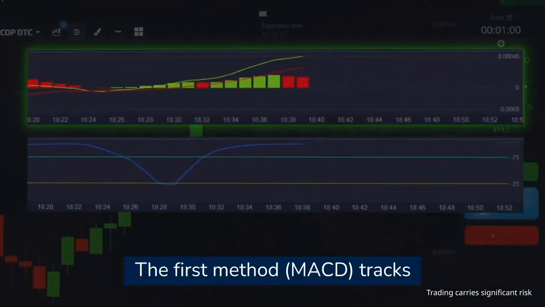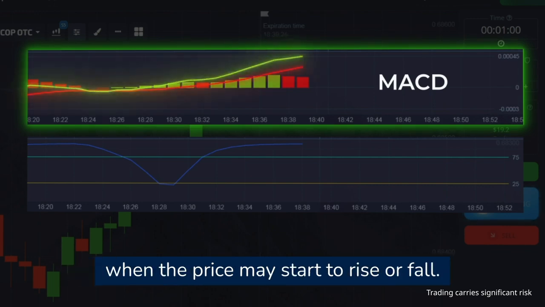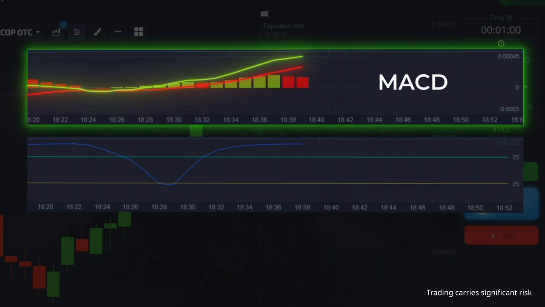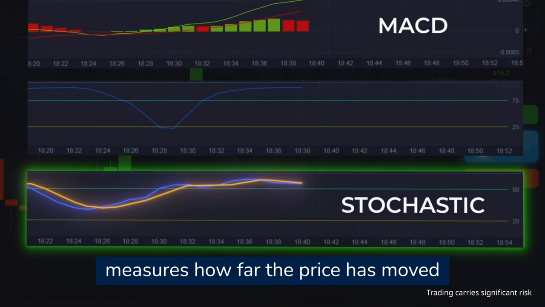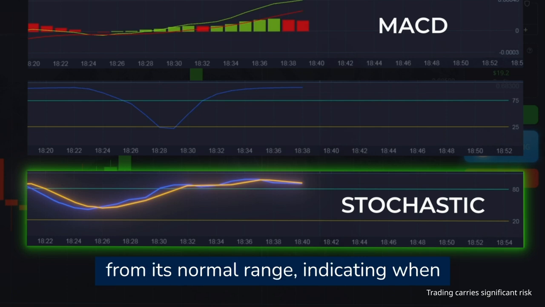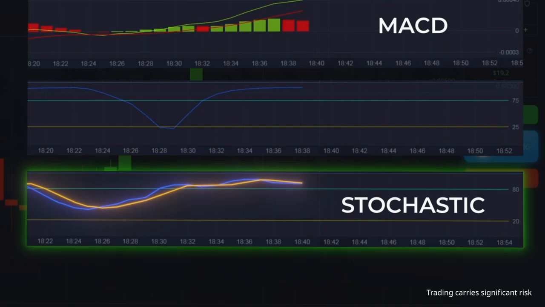The first method, MACD, tracks price changes over time, helping you anticipate when the price may start to rise or fall. The second method, stochastic oscillator, measures how far the price has moved from its normal range, indicating when significant rises or drops might occur.